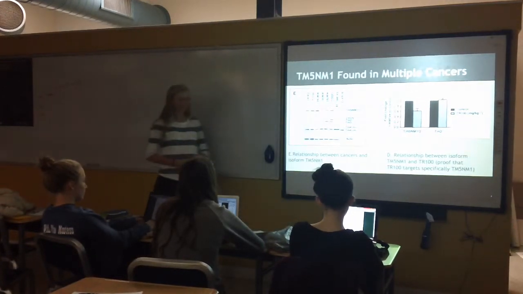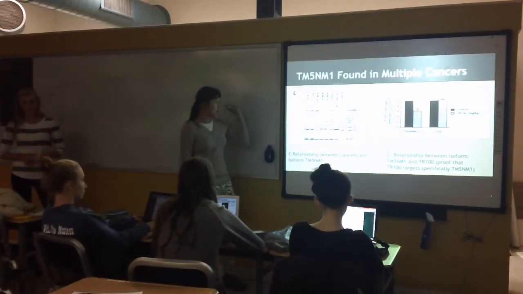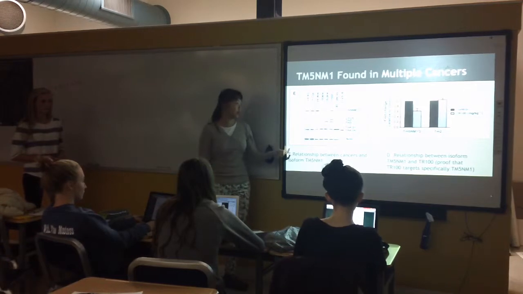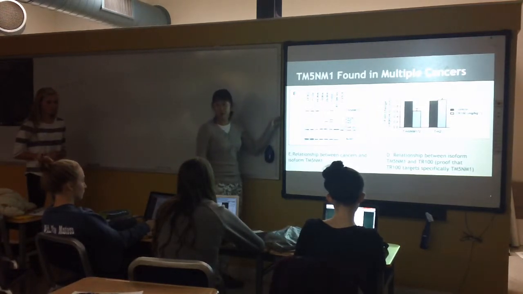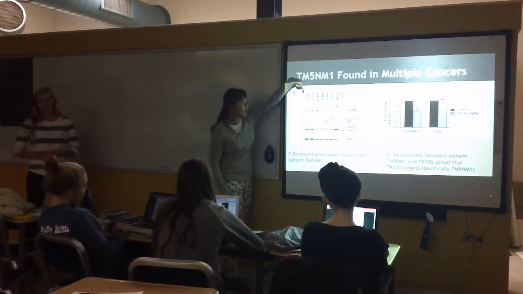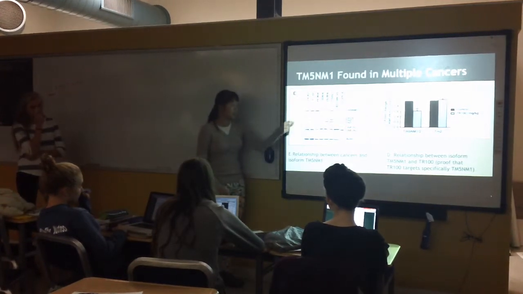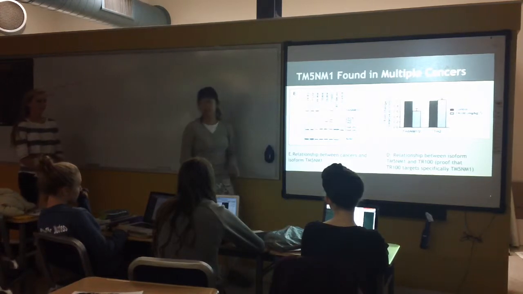Okay, so using that information, we can look at these graphs and see how TM5NM1 is related to cancer and the effect of TR100 on this data. In this diagram are plots, and on the top are the names of different cancer cells that were tested for levels of certain proteins, building blocks and microfilaments.